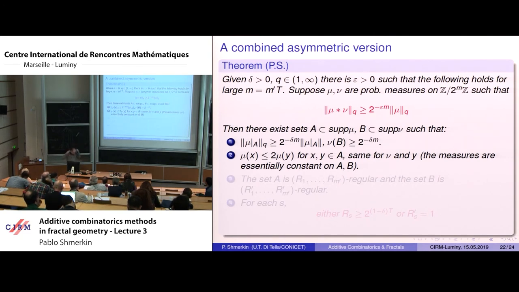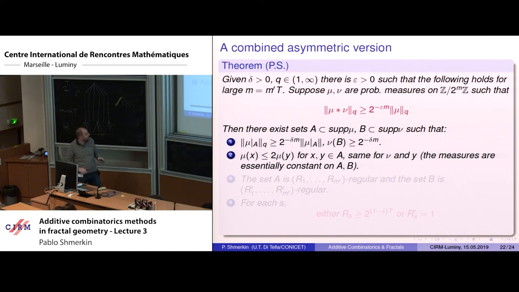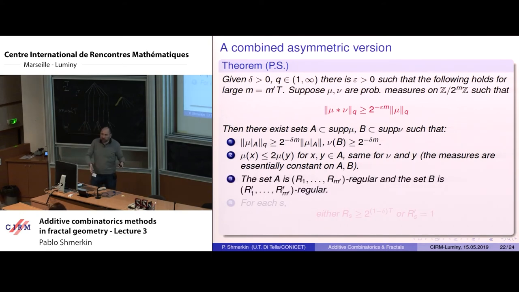Up to a constant, they are up to a factor, they are constant. So mu restricted to A is essentially the indicator of A, and the same for nu and B. Then we have sets, so we can look at the associated trees, and they are regular in the sense that at each level, the number of offspring is constant. Okay, and now you can forget about 1, 2, and 3.